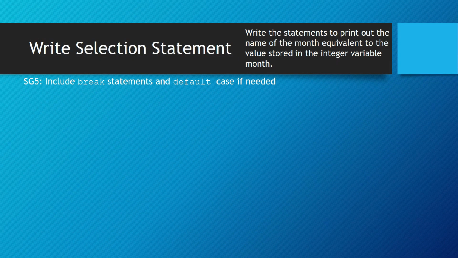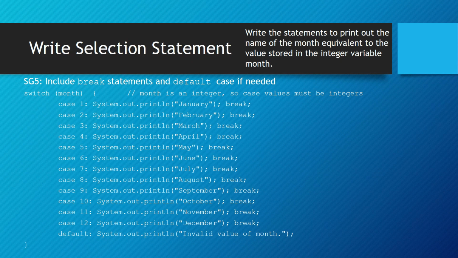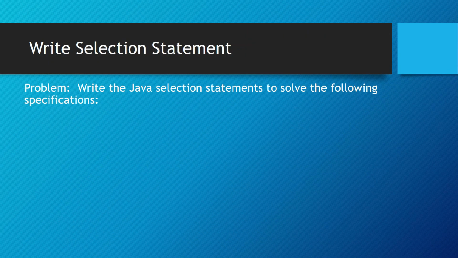For subgoal 5, we include the break statements and default case if needed. In this problem, we want a break after every case, because we want it to print only 1 month string value. We are also going to add a default in case the value in month is not 1 through 12. In that case, we will print the error message that there is an invalid value.